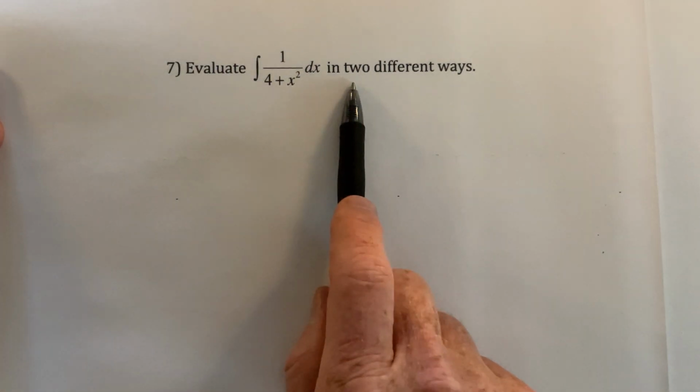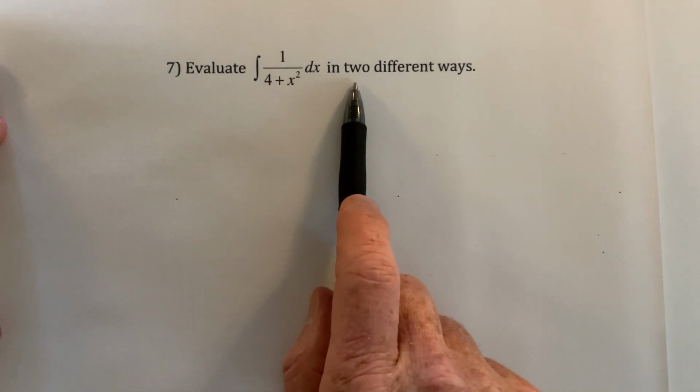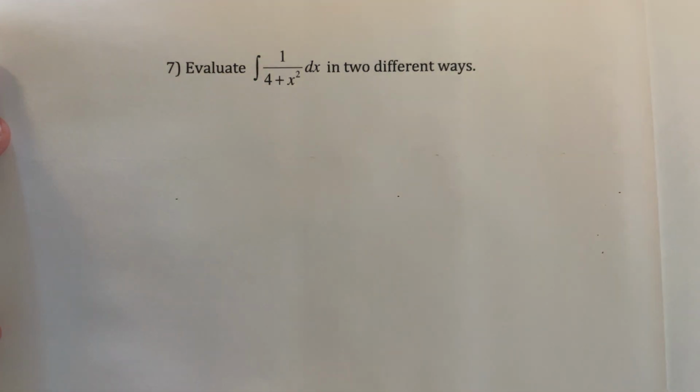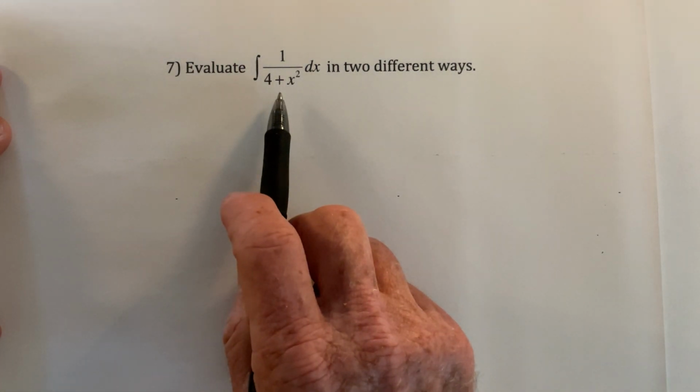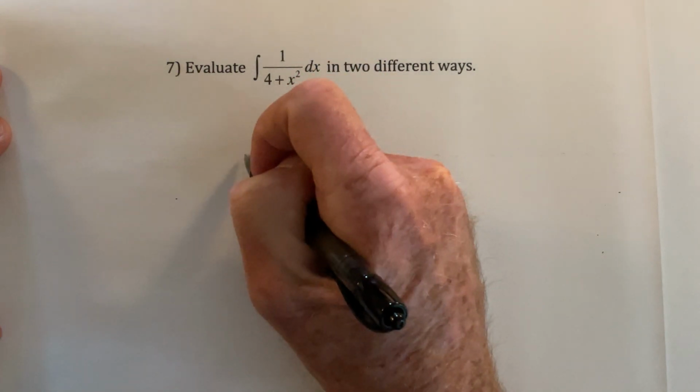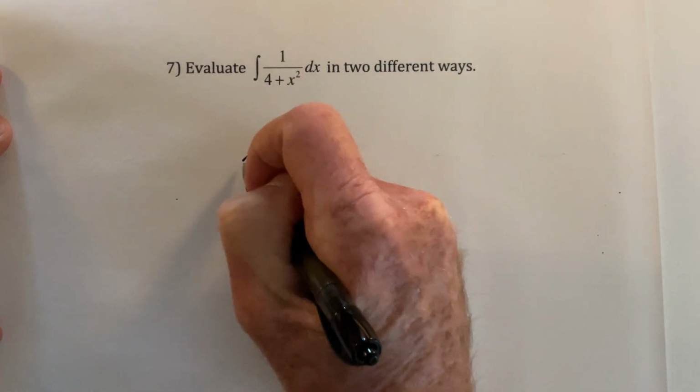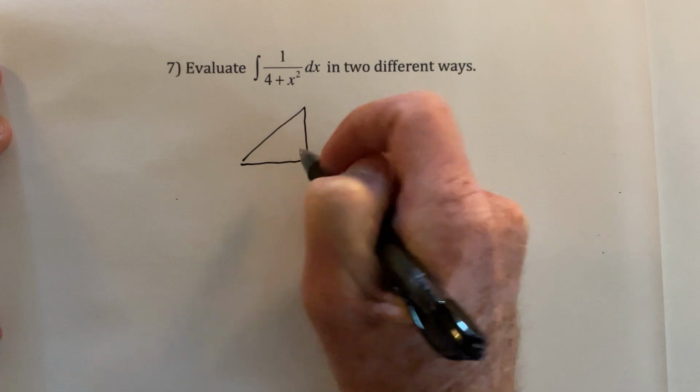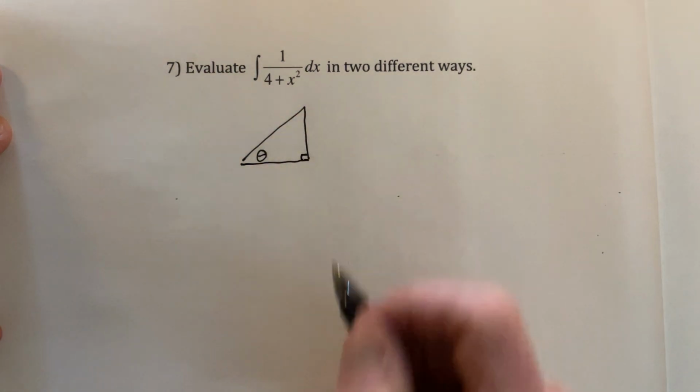So here's an idea that shows up in math a lot of times. You can take a math problem and solve it in two different ways and come up with the same answer. Let's try it here. So one is you can do trig substitution. So you can draw a right triangle and say this is the angle theta.